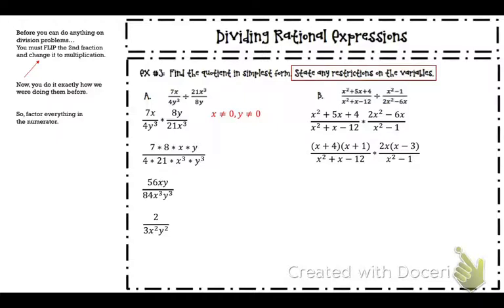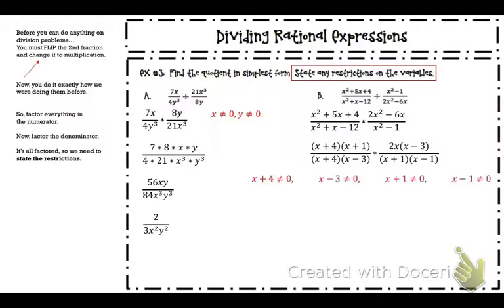Now we're going to go to the bottom. So x squared plus x minus 12 factors down to x plus 4, x minus 3. X squared minus 1 factors down to x plus 1, x minus 1. Now we're going to write our restrictions. So you see what will make that bottom equal 0. So x plus 4 can't equal 0, x minus 3 can't equal 0, x plus 1 can't equal 0, x minus 1 can't equal 0. So x can't equal -4, 3, -1, or +1.